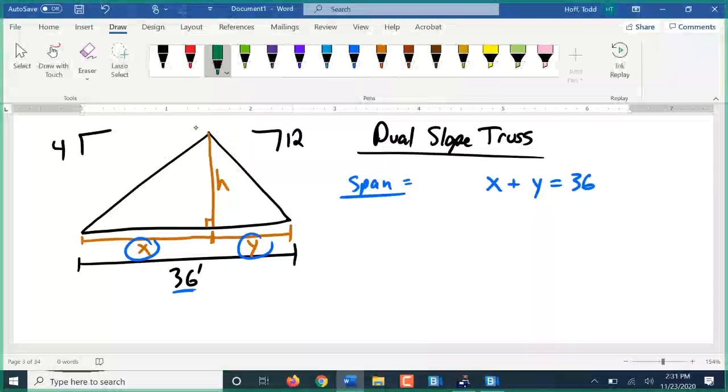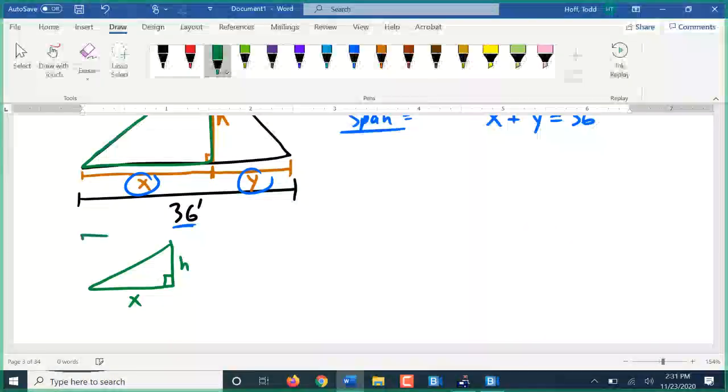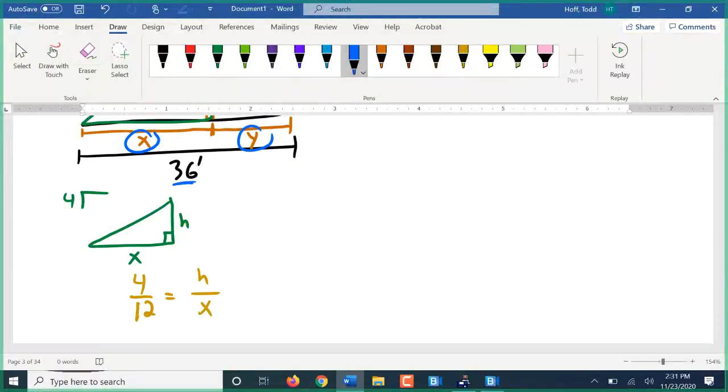So first we're going to look at this side over here. On that side there, we have a run of x, a height of h, and it is a 4/12 slope. That's saying 4 over 12 equals the rise of h and the run of x. And here we can't just cross multiply and divide. Here we actually have to do a full cross multiplication and set the cross products equal.